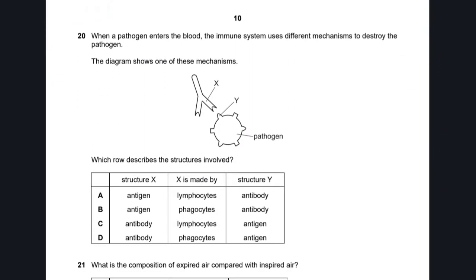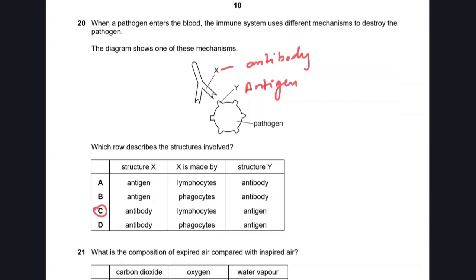So here, when a pathogen enters the blood, the immune system uses different mechanisms to destroy the pathogen. You can see the diagram. If we look at that, X is the antibody, and it has a shape complementary to this antigen. So X is the antibody which is secreted by lymphocytes, and its complementary antigen is Y.